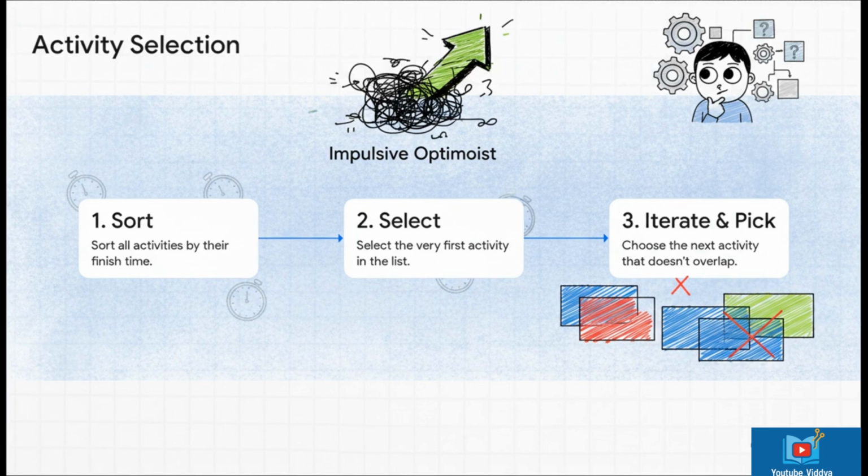First thing you do, you sort all the activities by when they finish. Second, you just pick the very first activity on that sorted list. And third, you just walk down the list and grab the very next activity that starts after the one you just picked is finished. That's literally it. This whole strategy is incredibly efficient, usually running in what we call O(n log n) time, mostly because of that sorting step at the beginning.